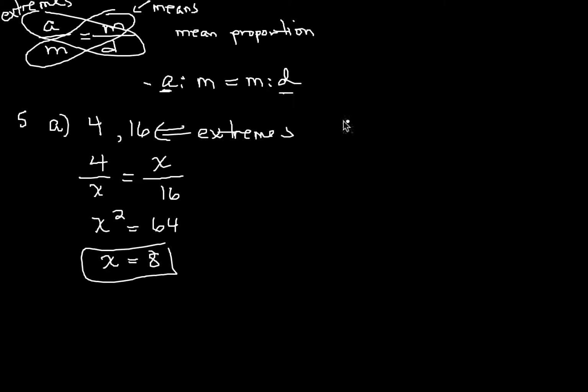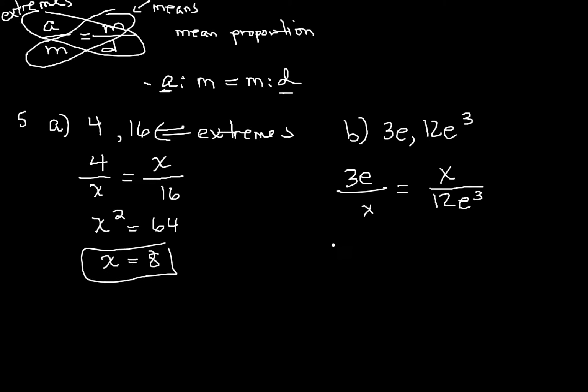Let's try the next one. B is 3e and 12e cubed are the extremes. So you set them up like this, 3e, 12e cubed, and you put your x's for the means. You cross multiply and you're going to get 36 e to the 4th equals x squared. Take the square root of both sides and you're going to say x equals 6e squared.